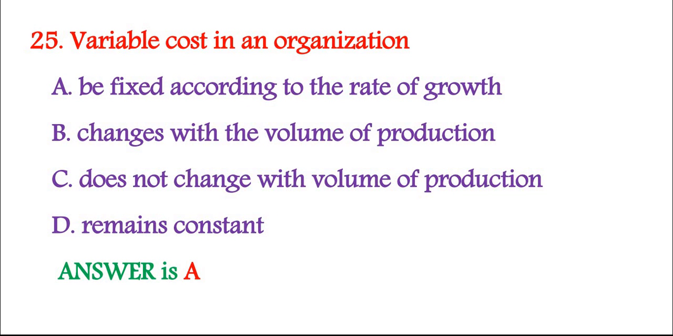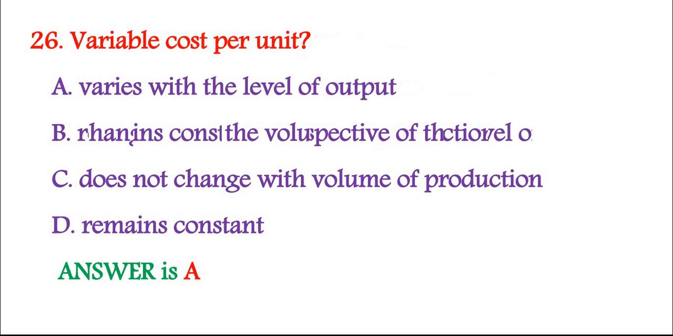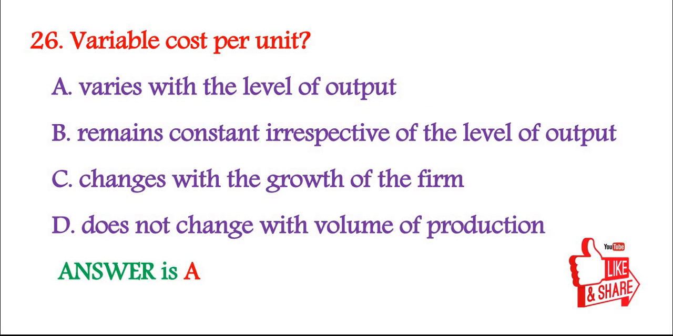25. Variable cost in an organization: A. Is fixed according to the rate of growth, B. Changes with the volume of production, C. Does not change with volume of production, D. Remains constant. Answer is A. 26. Variable cost per unit: A. Varies with the level of output, B. Remains constant irrespective of the level of output, C. Changes with the growth of the firm, D. Does not change with volume of production. Answer is A.